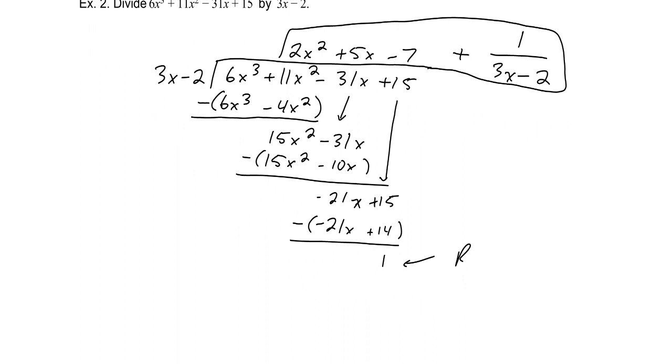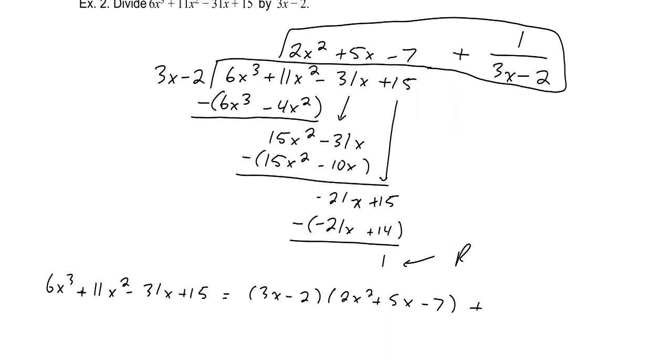This would be my original function plus 11, and this is that f of x equals d of x times q of x plus r of x. Minus 31x plus 15 equals my divisor times my quotient. My quotient is the 2x squared plus 5x minus 7 plus my remainder. In this case, my remainder is 1.